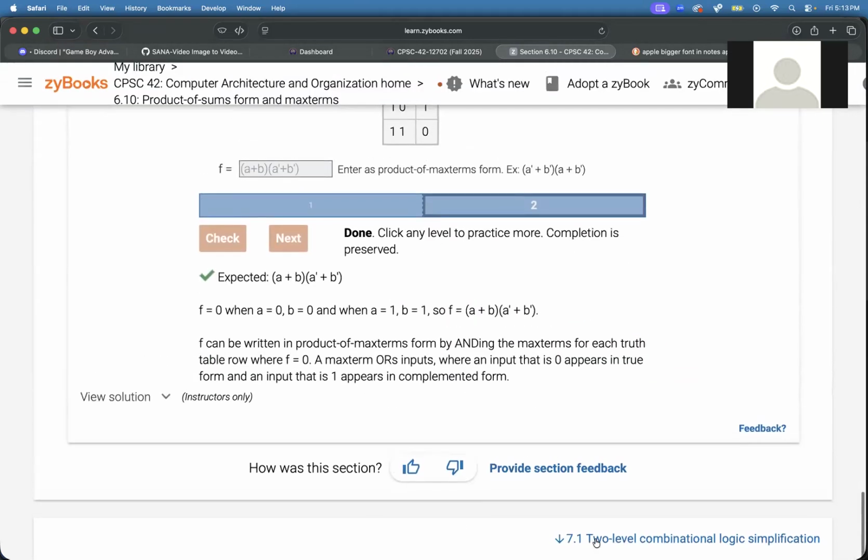Okay, now we're done. So this is the entire end of the chapter. So I'm going to go ahead and stop this right here and talk to you guys later.